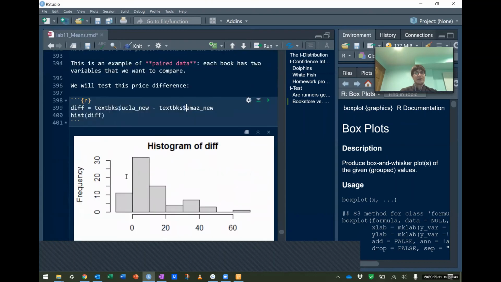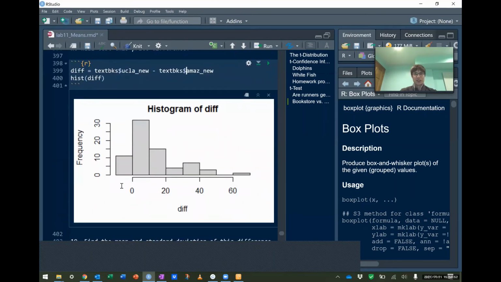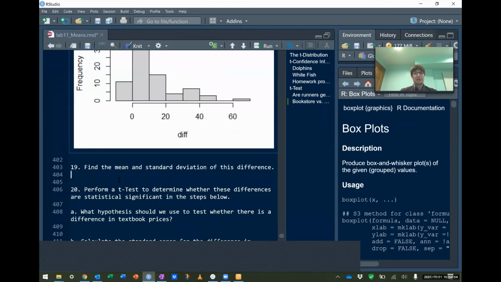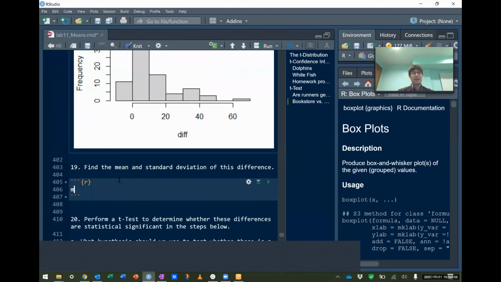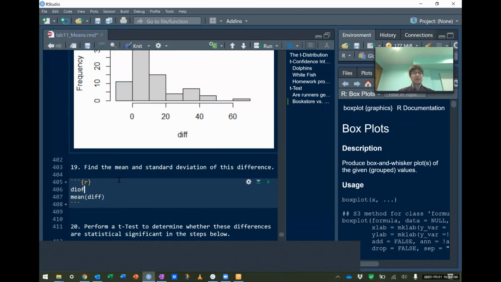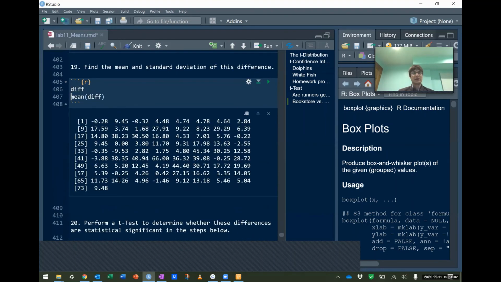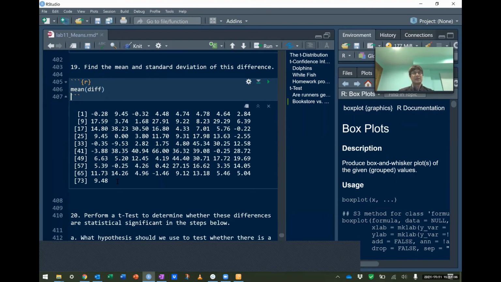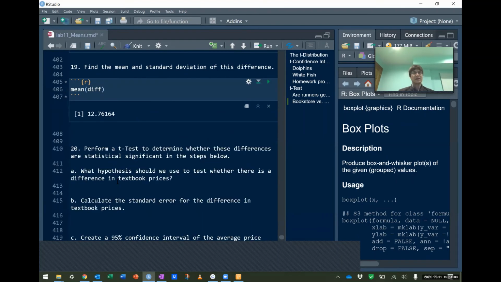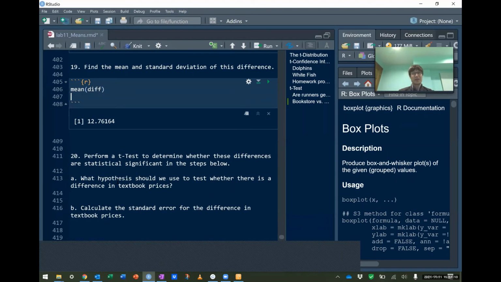So we're going to say, do the prices differ? Is there generally a better place to shop for textbooks? So we're going to find the mean difference. The difference, I'll show you, is the data we're looking at. We're conducting our test for the difference of our data. And so the mean difference is $12. You're paying $12 more for UCLA on average. Okay, and there's the standard deviation.